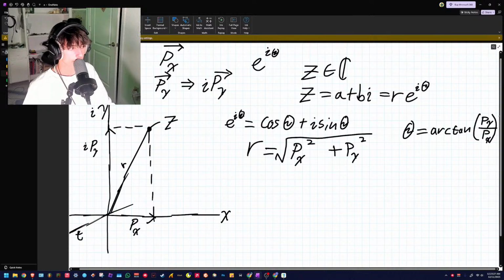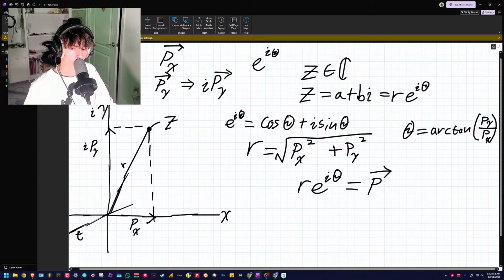Now theta is also a function of t, because these are functions of t and they're changing. So theta is a function of t and r is a function of t. So now we have our equation r e to the i theta equals p, the total position function, or the total position vector for two dimensions given time. Because the angle is going to change over time. If p of x gets really, really big and p of y gets small, that angle is going to get small. Right now, the angle's about here.